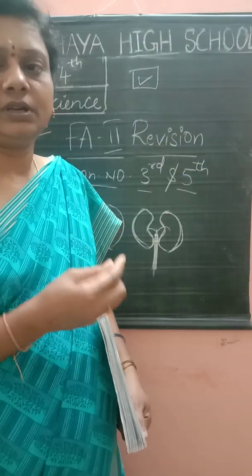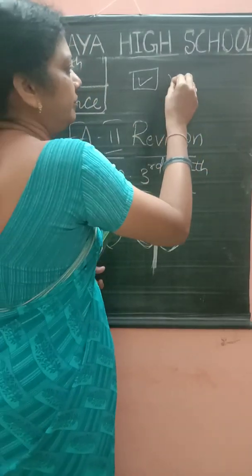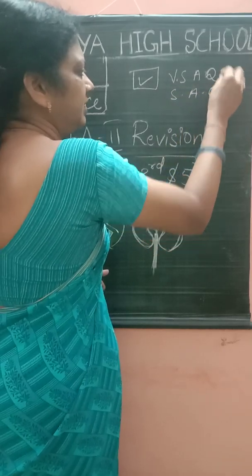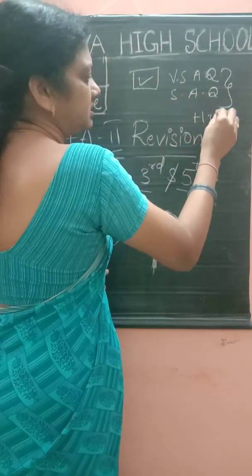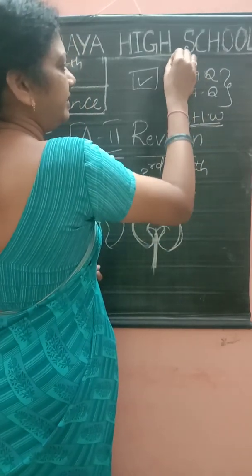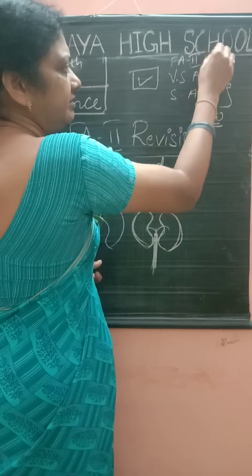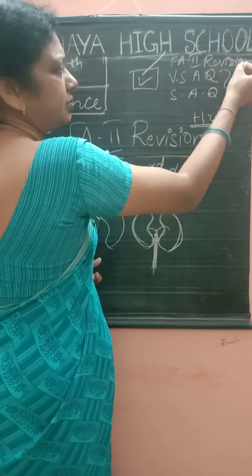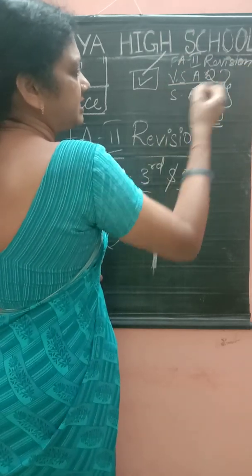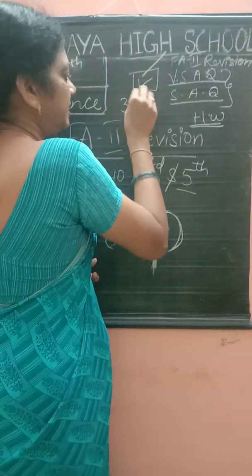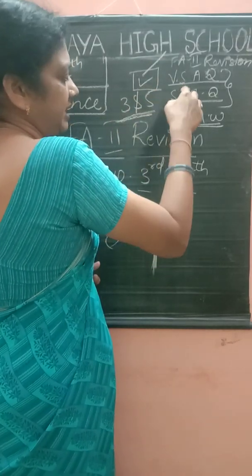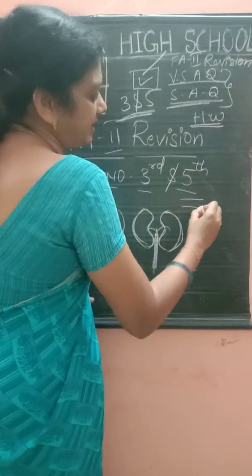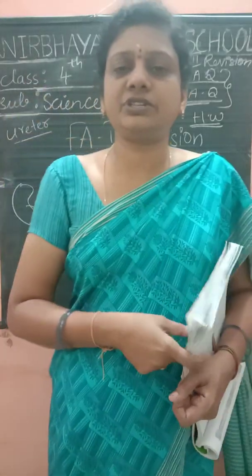Children, you have to write the very short answer questions and short answer questions in which book? In the homework book. Write there FA 2 revision. Put the date here. FA 2 revision, and the lessons: from lessons 3 and 5 you have to write. Don't write simply. Copy the question, close the book and write the answer. You have to do the revision in this way.